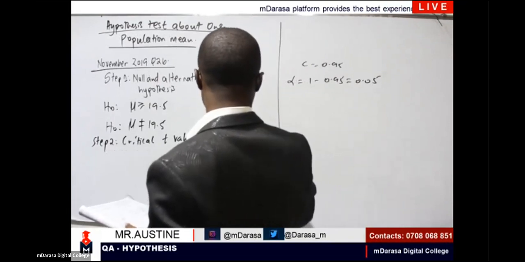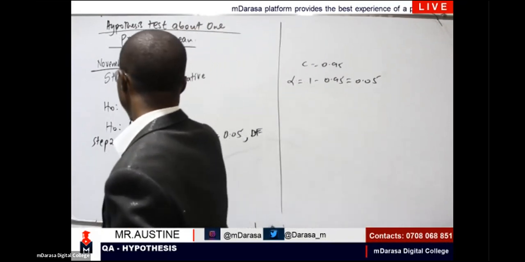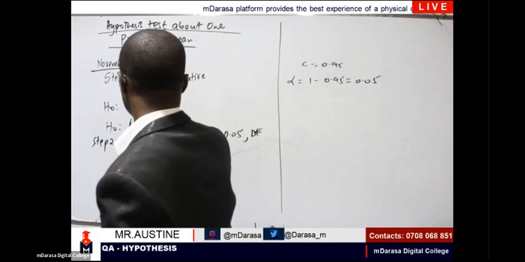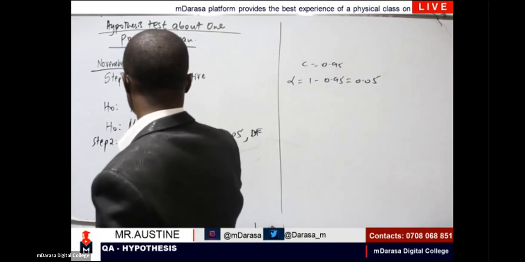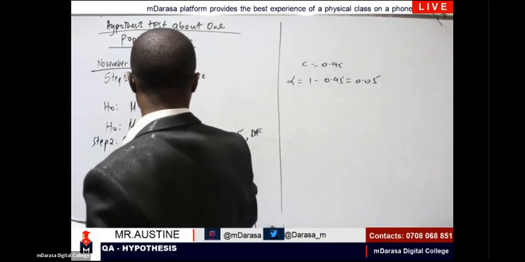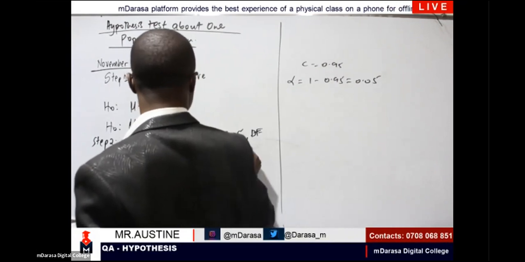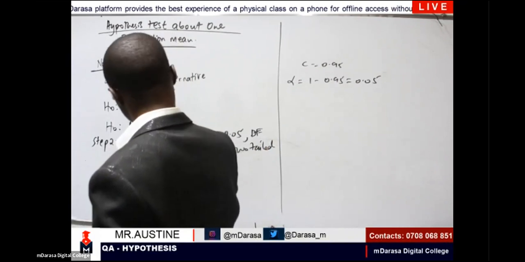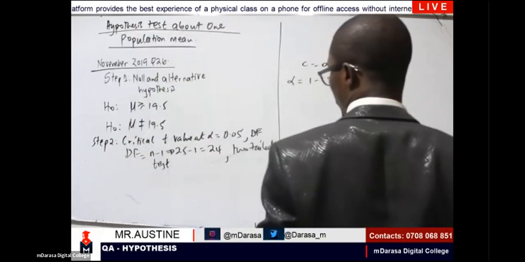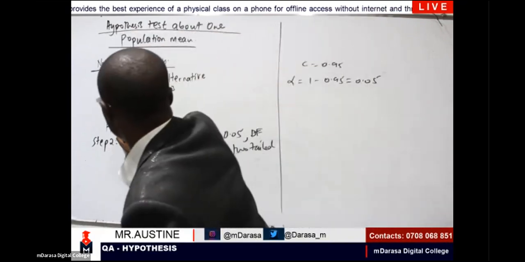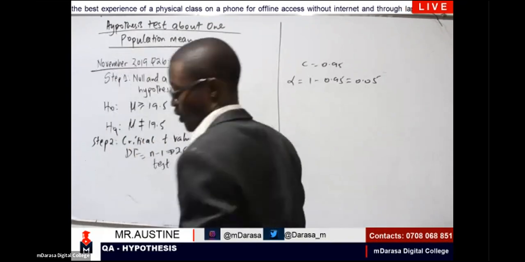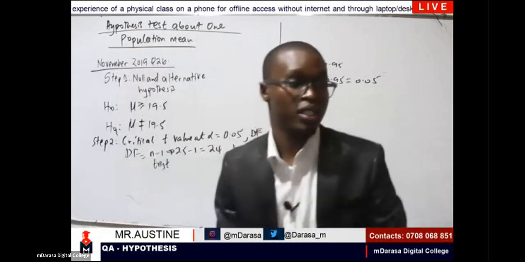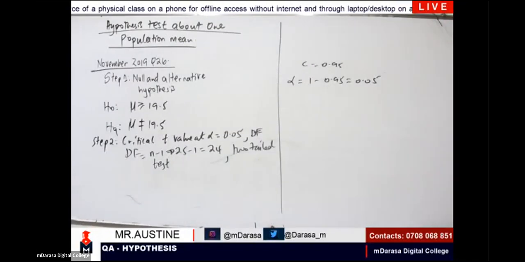degrees of freedom, DF, is equal to n minus 1. In this case, 25 minus 1. We are working with 24. And it is a two-tailed test, because the direction of the alternative hypothesis, HA, has not been given. So let's work with that.